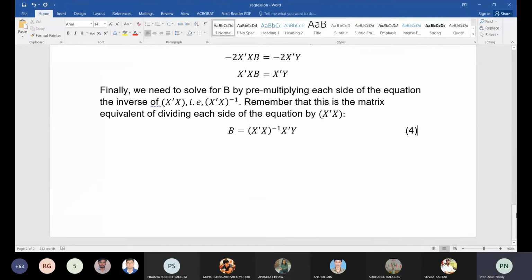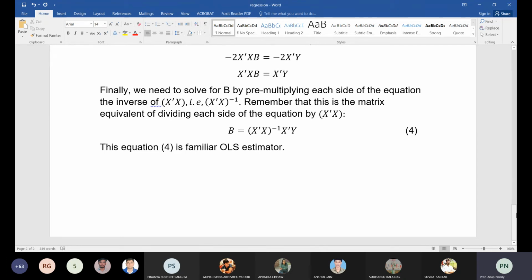So now equation 4 is very familiar, the OLS, ordinary least squares estimator, we already discussed.